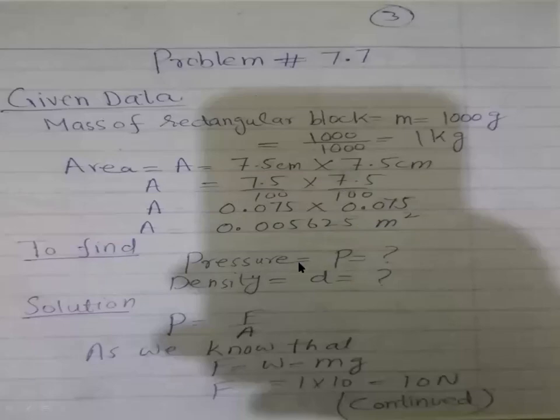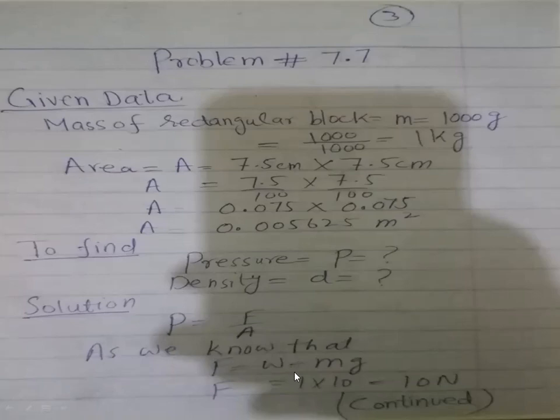So in this numerical, we are asked to find pressure. Pressure is denoted with P and density is denoted with small d. The formula for pressure is P equals F over A. We discussed this formula in the last two numericals, 7.5 and 7.6. We will use the same formula to find the pressure in problem 7.7. Pressure is equal to force per unit area.